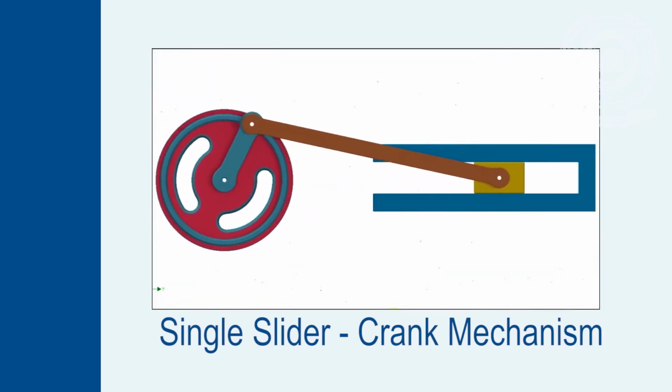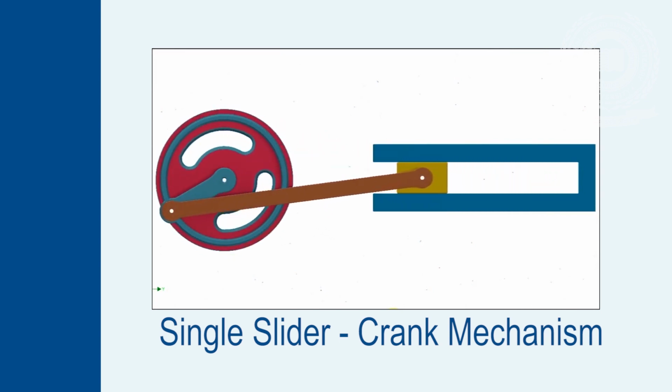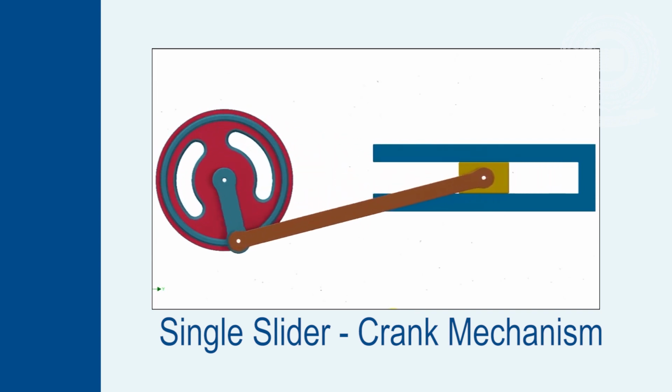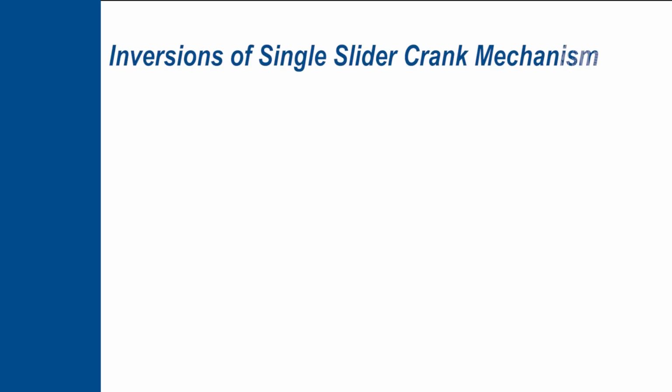Now we will discuss single slider crank mechanism and its inversions. Single slider crank mechanism is also known as 3R1P mechanism, where R stands for revolute joint and P stands for prismatic joint. A slider crank mechanism is a 4-link mechanism which consists of 3 revolute joints and 1 prismatic or sliding joint. Let us begin with the inversion of single slider crank mechanism.